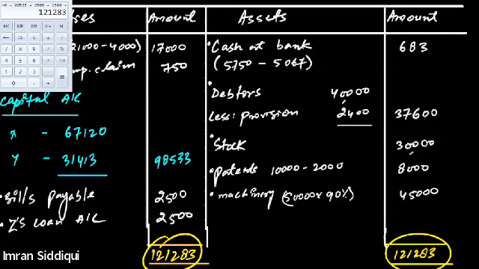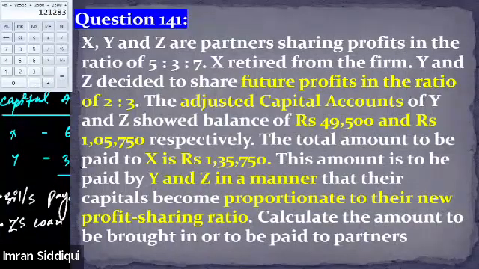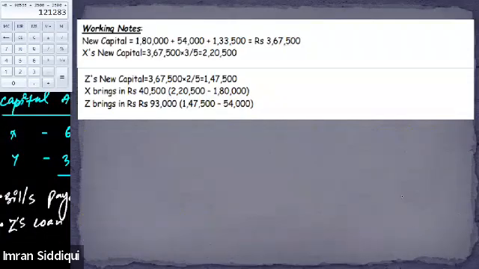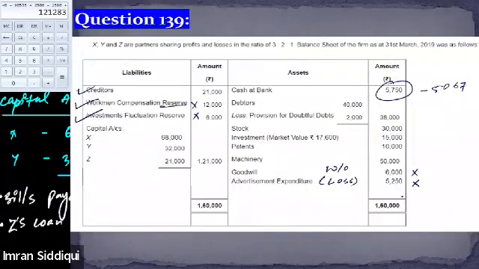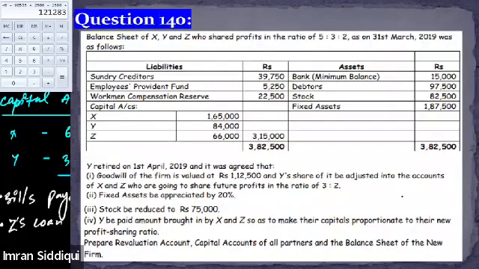Completed. Done, everyone. Okay. All right. So let's start with a new question. After question number 139, the next question is 140. But we will skip this question for now. We'll come back to it after solving a small question.